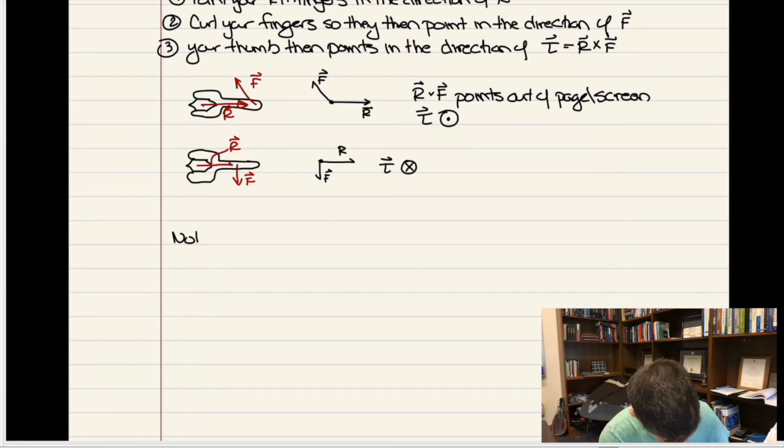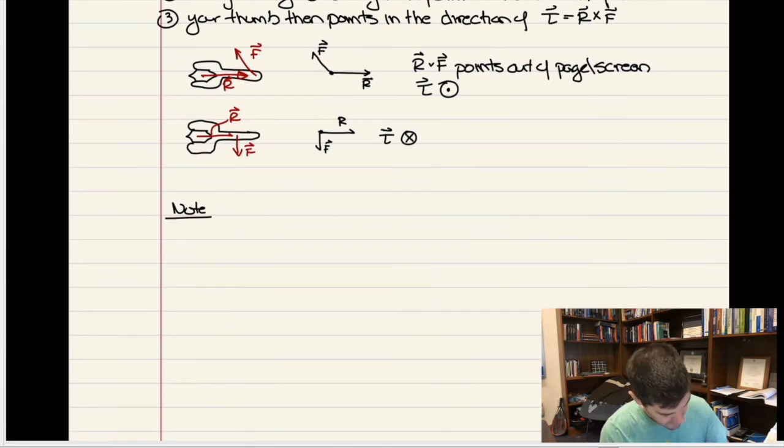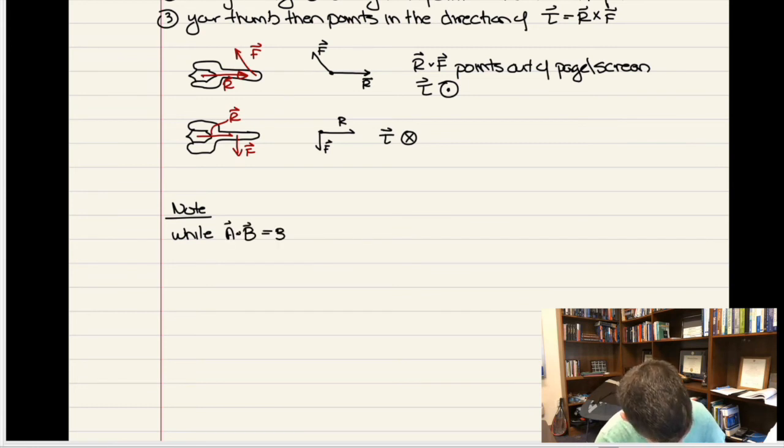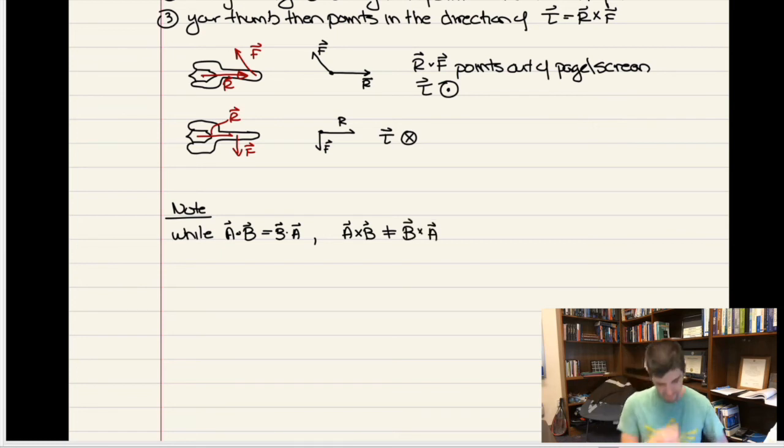Some things to note: unlike the dot product, where A dot B equaled B dot A, A cross B does not equal B cross A. And how can we see this? I could take some vector A and some vector B. A cross B, based on the rules above on the page, says I first start with my fingers pointed along A and then I curl them to B. In that case, the cross product points out of the screen.